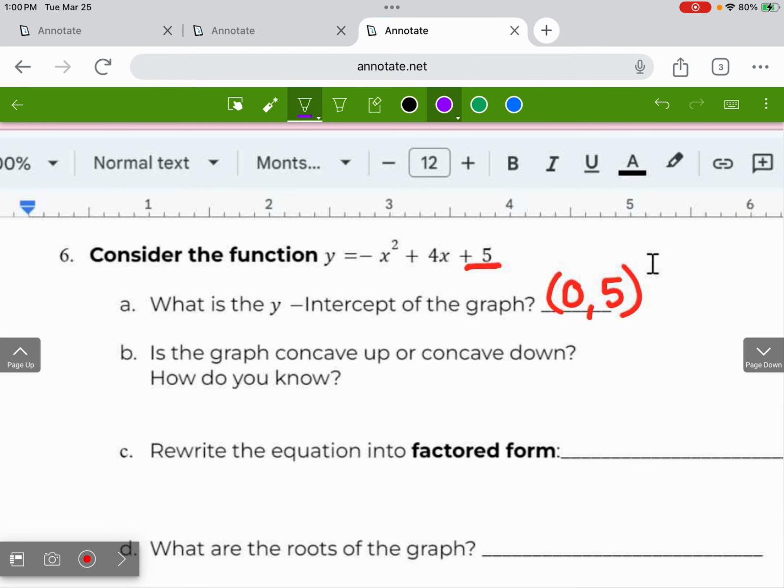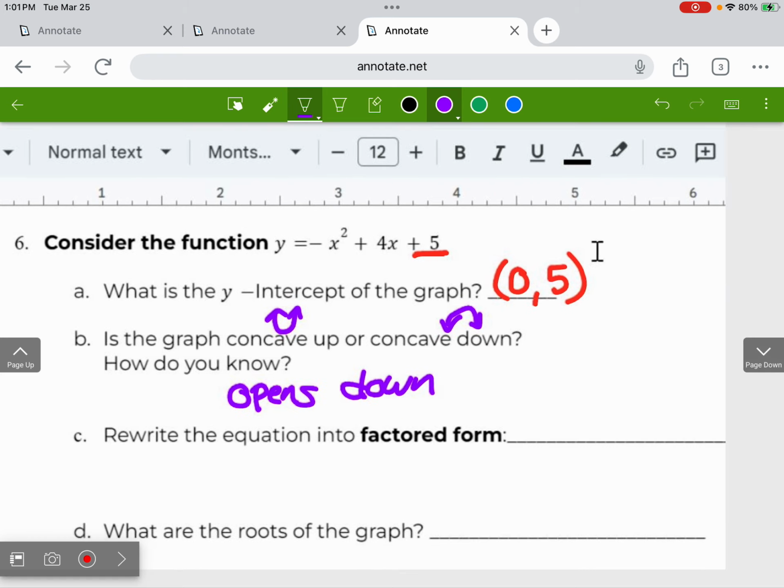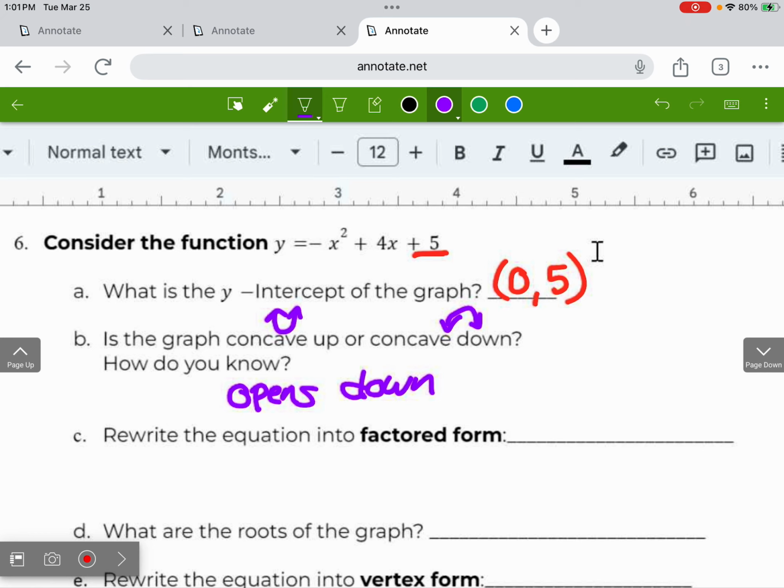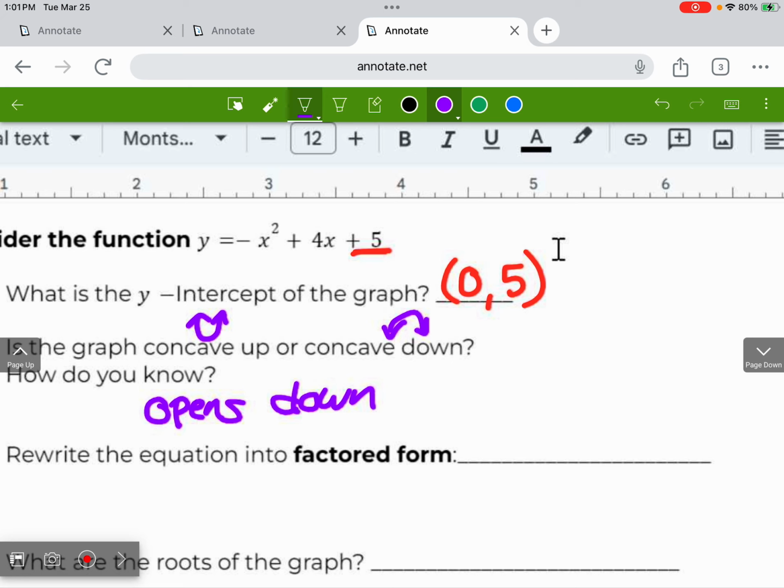So is this concave up or opening up, smiley facey? Or is this concave down, frowny facey? Why? Because we've got this negative leading coefficient. Yes. So it opens down. That's all that concave means, is that it opens up, opens down. Concave means opens in this case, because A is negative. That's how we know.